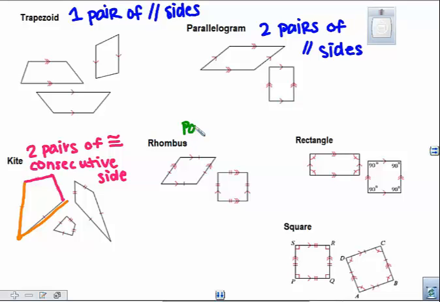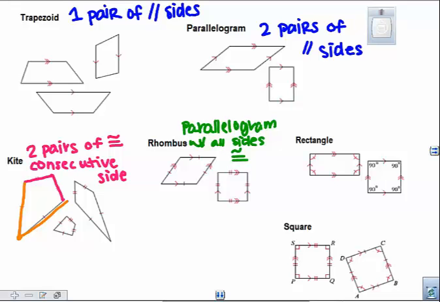So a rhombus is a parallelogram with all sides congruent. So all four sides are equal. And the two sides across from each other are always parallel.